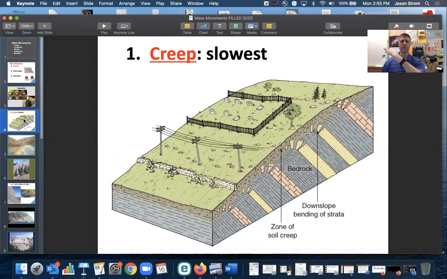So if it's a slope and it freezes, it's going to expand, so it's going to push it out. And then when it thaws, gravity is going to pull it down. And then it's going to freeze and push it out, and then gravity's going to pull it down. So it just kind of takes these steps down, but it is a slow process.